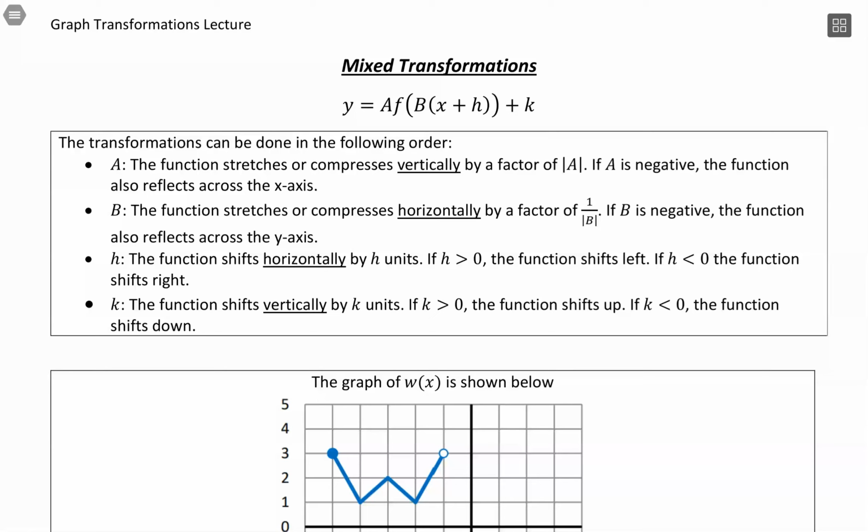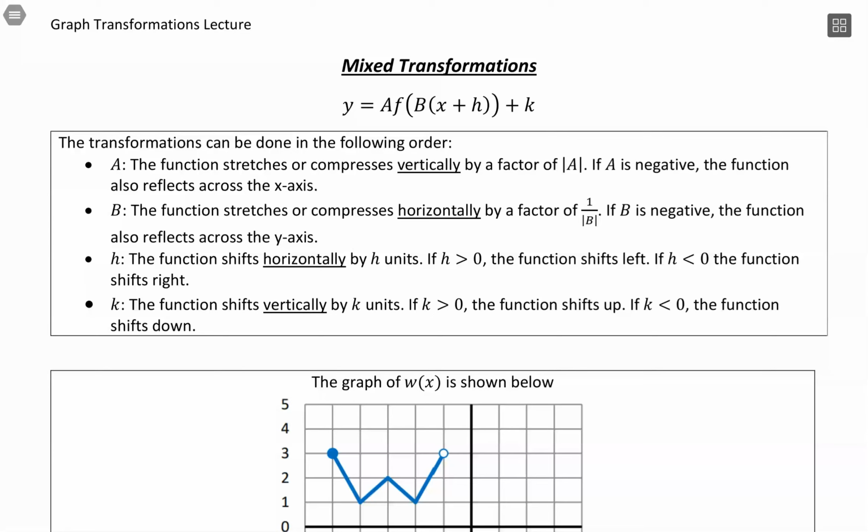Alright, so what if we mix these transformations together? We've looked at a few examples, doing maybe 2 of them at the same time, but we want to get to a place where if we have numbers for A, B, H, and K, we have numbers in all of those spots, positive, negative. We want to have an approach for evaluating that transformation. So, there is an order to follow.